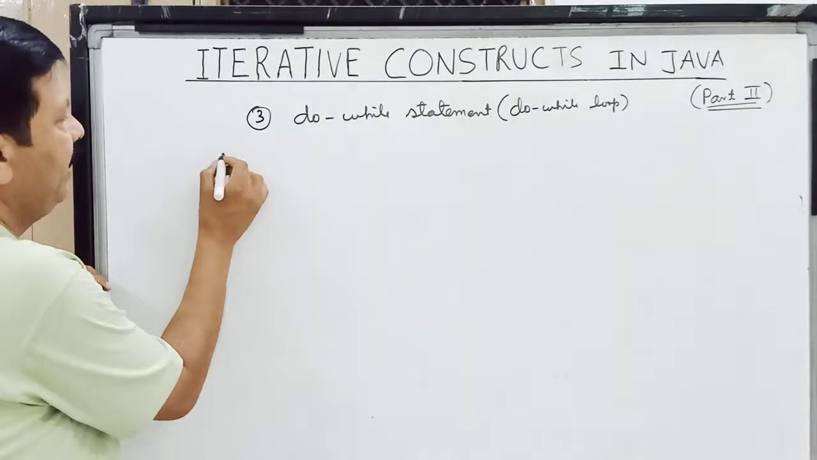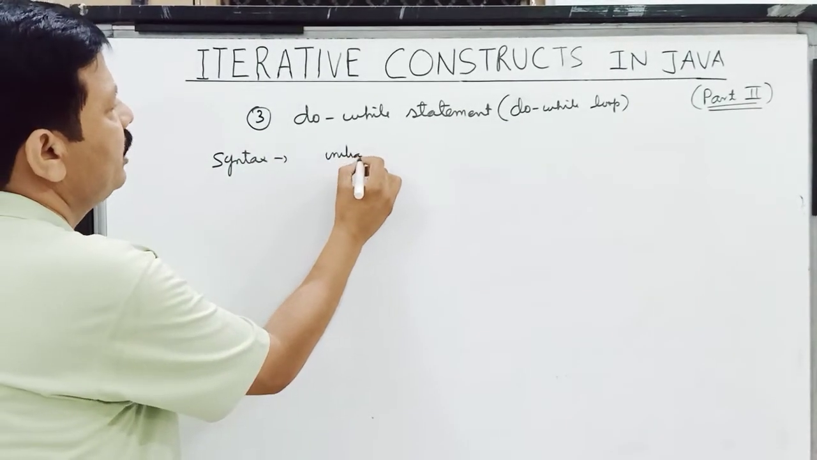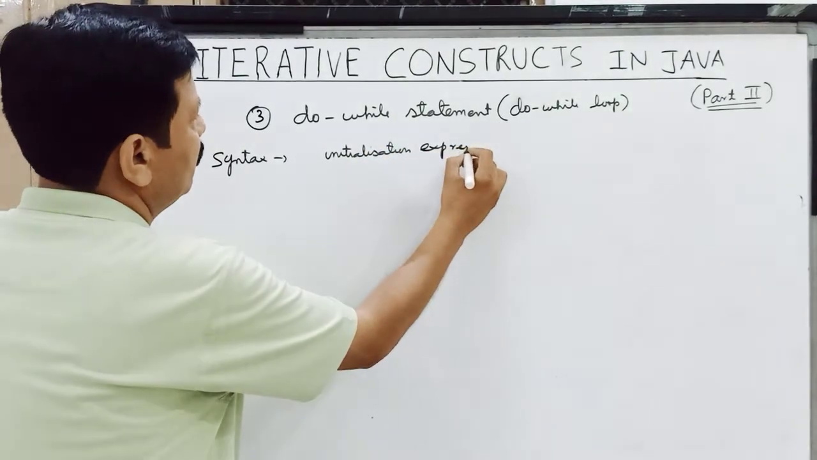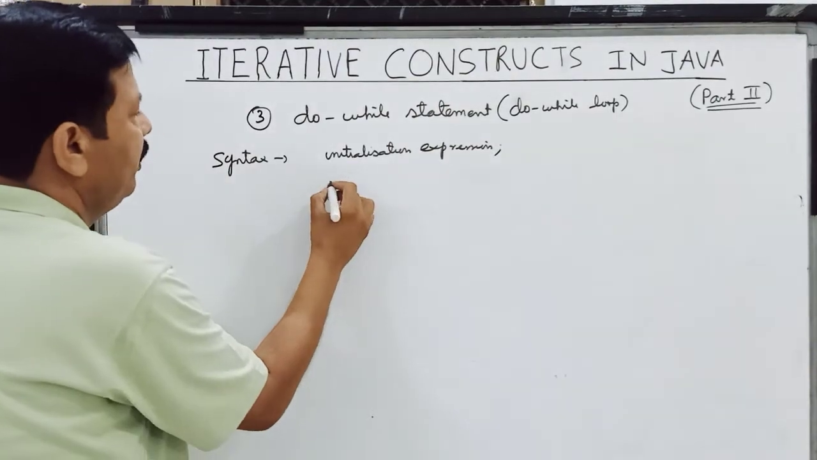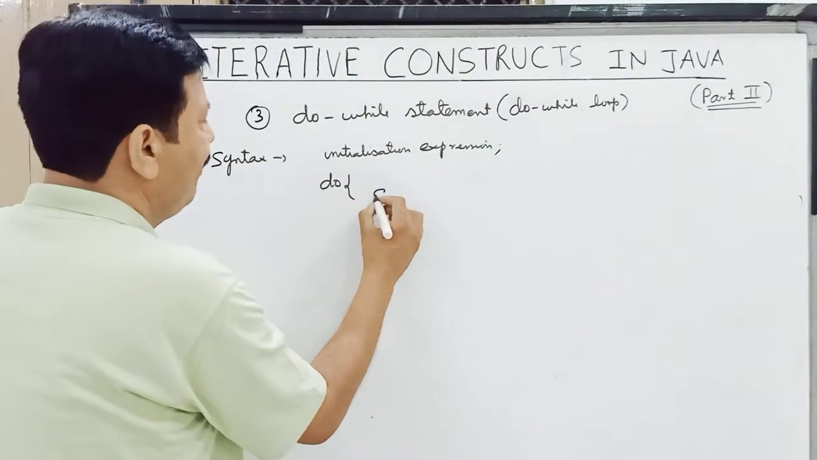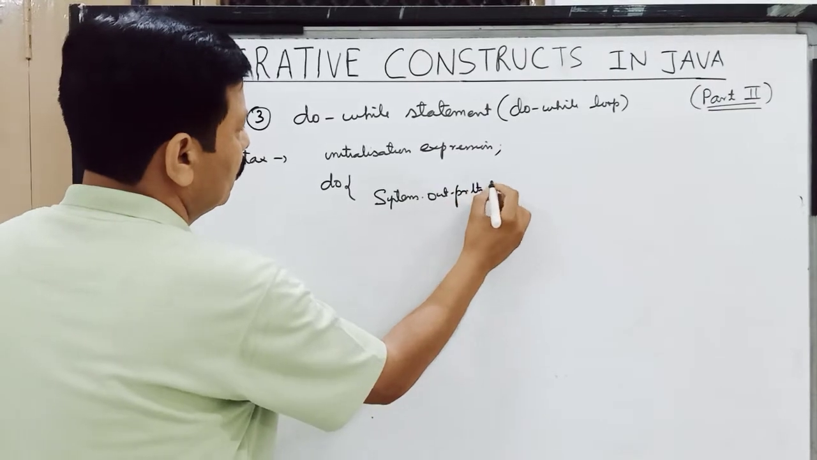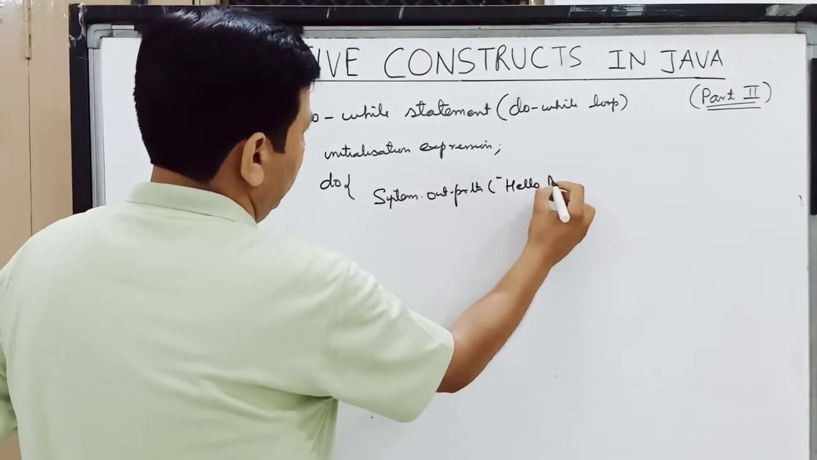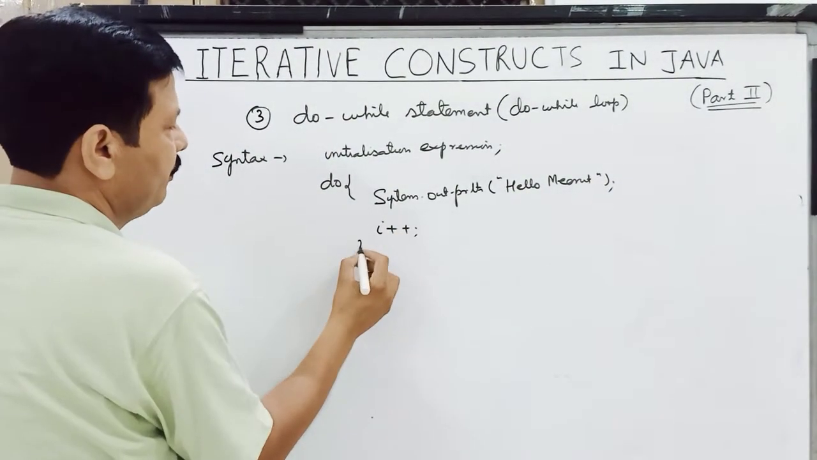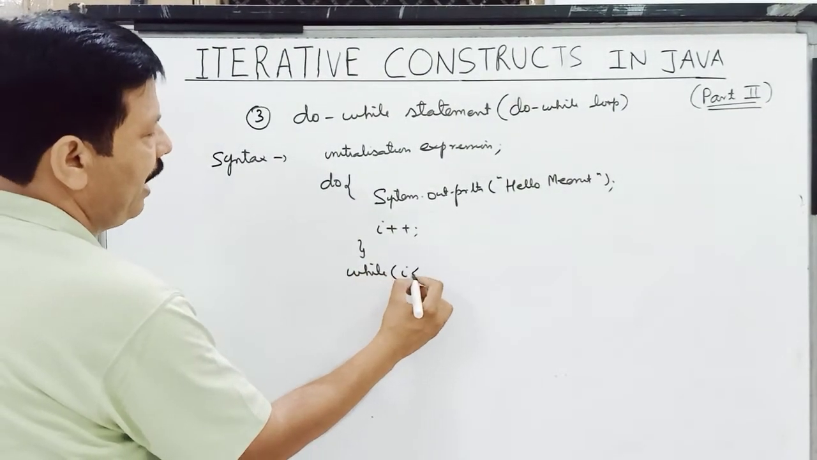So its syntax will be, first we'll have the initialization expression. Then children, we have the do statement. So do marks the beginning of the loop, and then we have the body of the loop. I'm saying hello here. And children, then we have the update expression, and the body of the loop gets closed, and after the body of the loop we have this test expression.